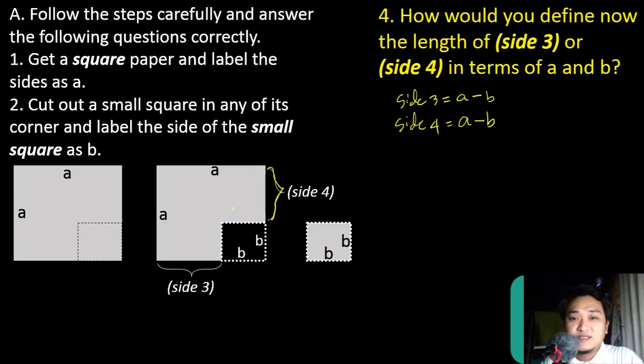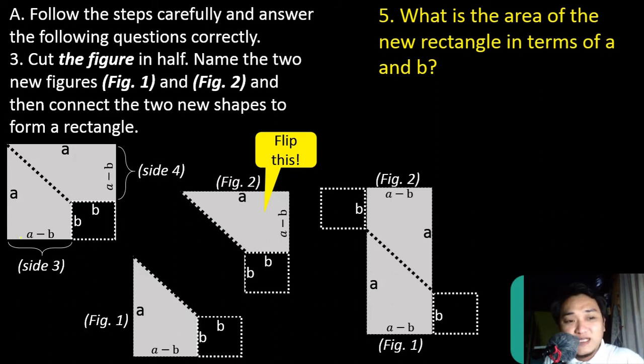Ayan. Ito yun, ano? Yung nabawasan. Tapos, ang ginawa natin, inalam natin kung ano yung side, kung gaano kahaba si side 3. And that is denoted by a minus b. Ito po yun. At si side 4 is also a minus b. Ito po yun. So, ito na po sila.